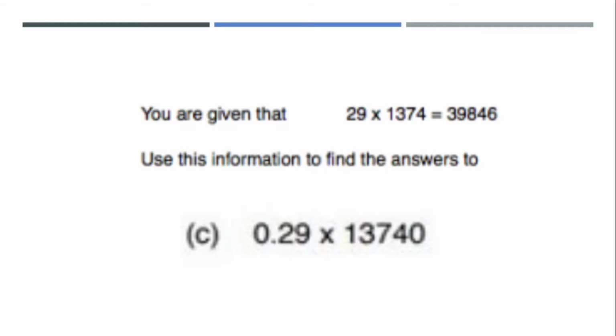For this question the place value is different, but if you line it up with the answer given, it's the same, so you have to move the decimal point correctly, and for that answer you should get 3,984.6.